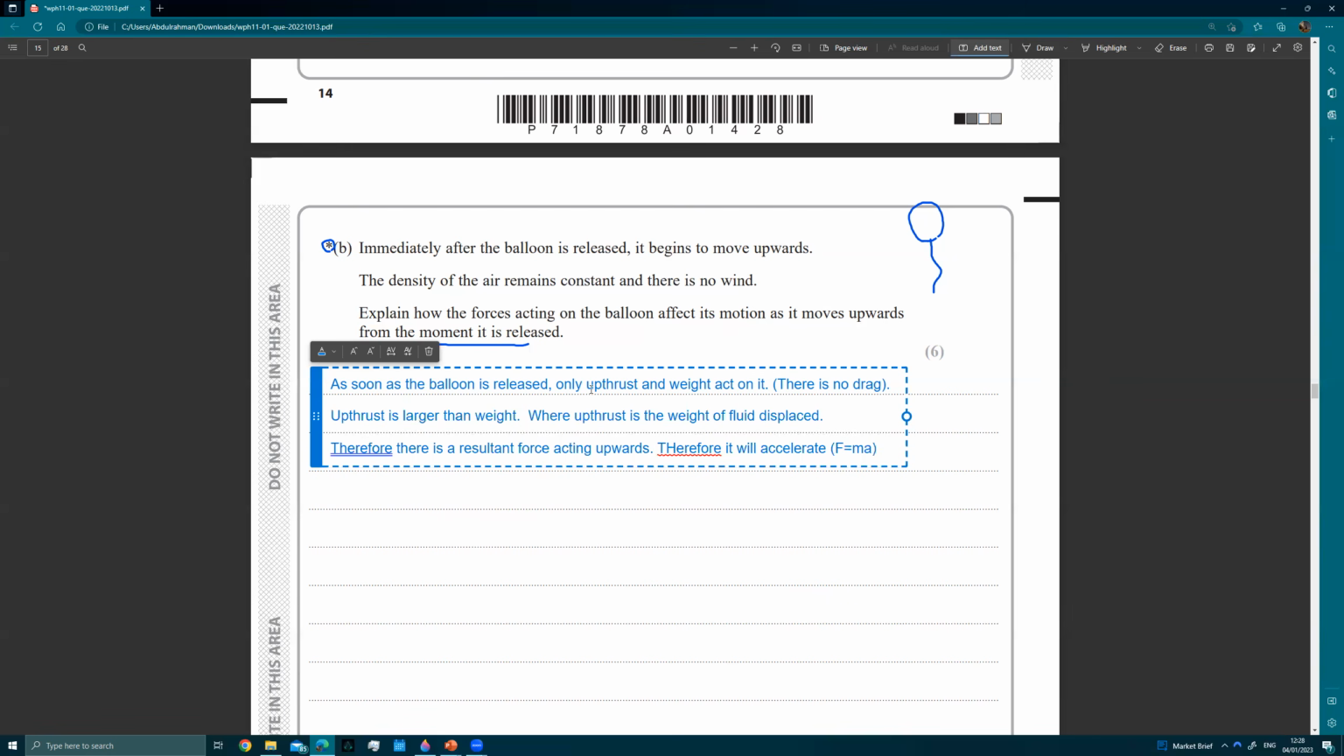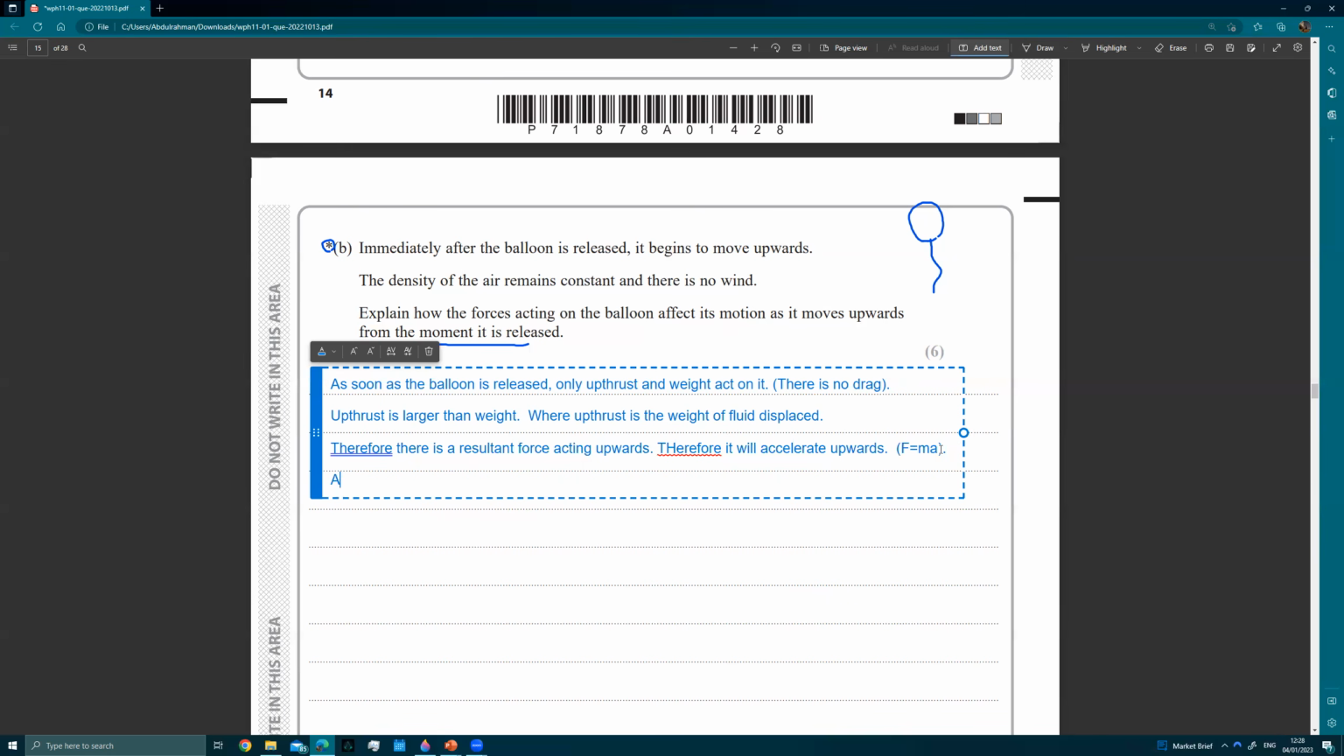If there's a resultant force, there's acceleration. Let's say it will accelerate upwards. It's always good to specify the direction. Now that it's accelerated upwards, its speed has started to increase. And when something starts to move, it's colliding with molecules and there's air resistance or viscous drag or whatever. There's some sort of drag force.